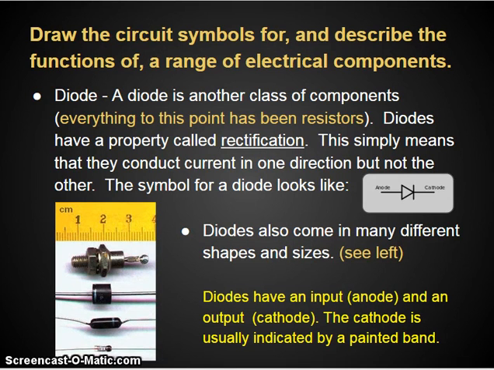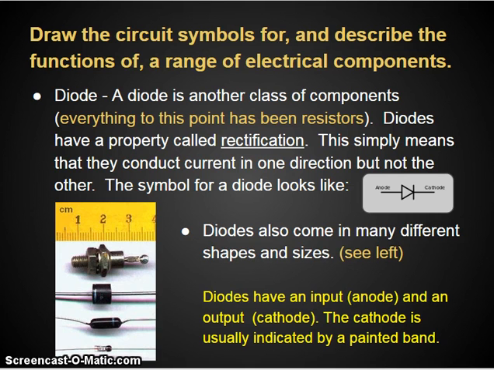With a diode, electricity can pass only in one direction. Resistors, it can pass in both directions. Okay, a diode, it can only pass in one direction. So the symbol for it is the little triangle pointing towards a line.